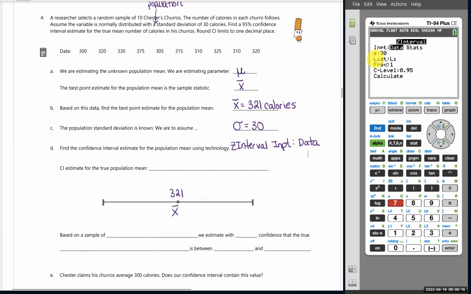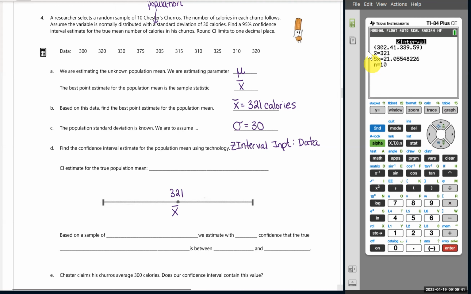And then where you put your data, we usually just put it in L1 as I did. For frequency, that's always going to stay 1. It means there's 1 of each number. And then the confidence level, we're using 95%, so 0.95. And then we are ready to calculate.